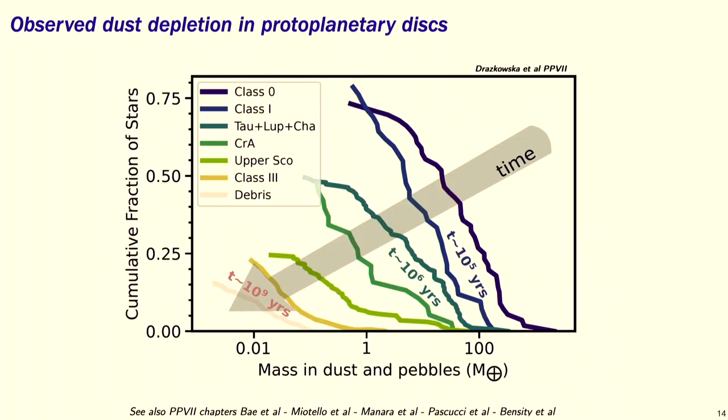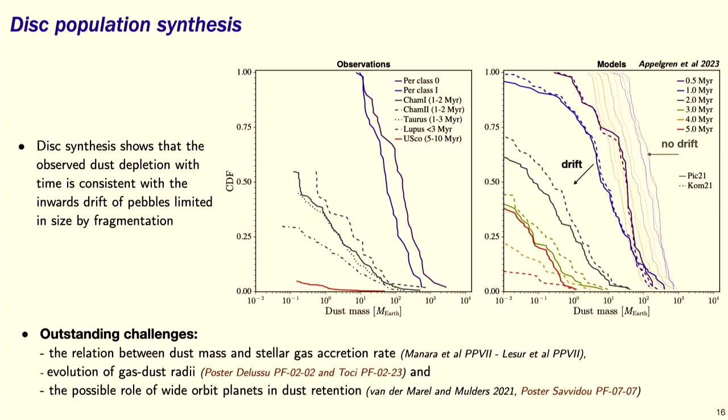And we also observe a dust depletion in protoplanetary disks. So that is what's shown in this figure, which definitely has the largest time arrow of all chapters in the Protostars book. So it has here a cumulative fraction of stars, and here the mass in dust and pebbles in Earth masses. So the way to read this figure is that you can see that only 25% of disks have more than an Earth mass in pebbles left after a million years. There's a rapid reduction of the dust mass.